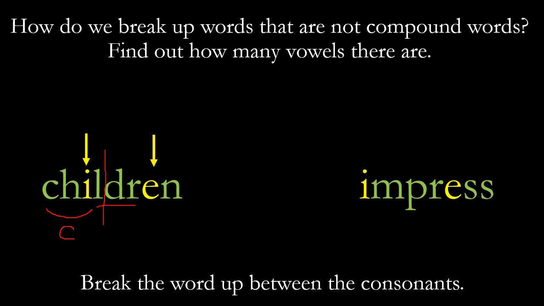Here's another example. Impress. We have our vowels right there, but we have three consonants here. So what are we going to do? We're going to block off the first one. So we get im, and then we get press. Okay? You'll also notice, and this is just a side note, that in children, dr is a blend, and pr in press is a blend. Interesting. Okay, we'll talk more about marking these later.